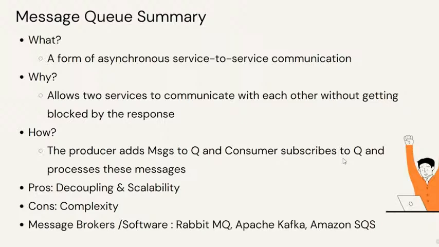RabbitMQ is used typically where you need a response that includes low latency. Apache Kafka is used for streaming data. If you have a lot of data, let's say logs that are being generated every single second, then go with Apache Kafka.